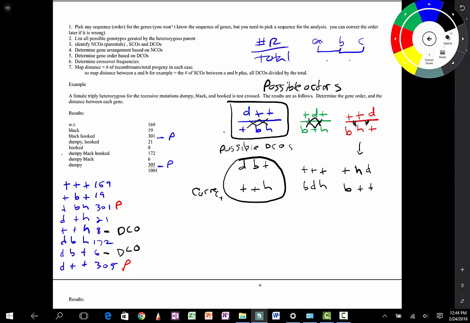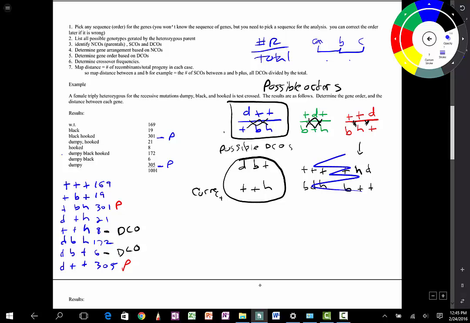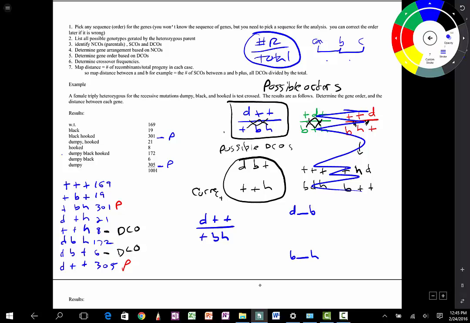Alright, so we're almost done. So that just tells us our starting point. Now we can get rid of all this stuff, because that's going to confuse us. And we can rewrite our starting order, D plus plus over plus B H. And then the question is, how many crossovers do we get between D and B? And how many crossovers do we get between B and H? And we can add those up, and then that will give us our number of recombinants over total. So now, if we get a single crossover, so we want to look at our single crossovers.